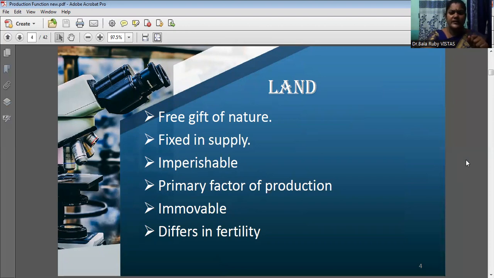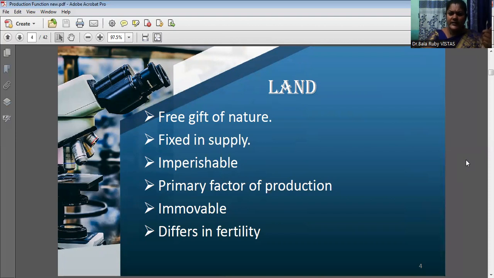As far as land is concerned, it is a free gift of nature. As human beings, we cannot produce land because it is a free gift of nature. And if you see, the supply also remains constant. We cannot increase the land capacity. We cannot produce any land because it is not a man-made product. And it is imperishable also, because we cannot destroy this land; repeatedly we can use this land. Therefore, it is considered imperishable.